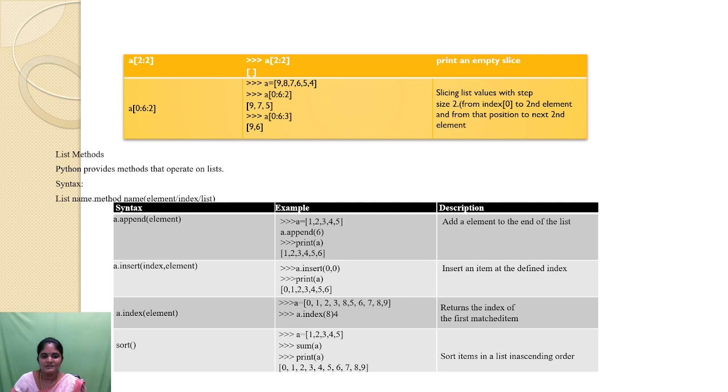One more example is a[0:6:3]. The answer will produce 9, 6. So these are all the operations performed on list slices.